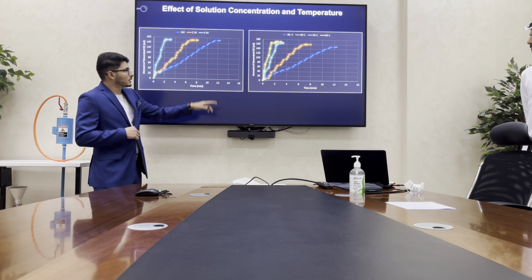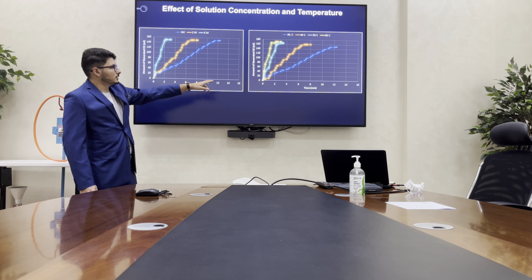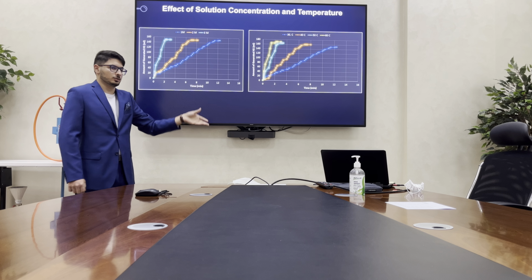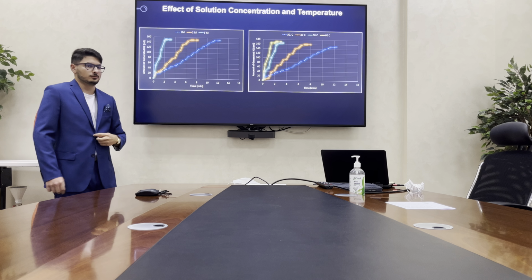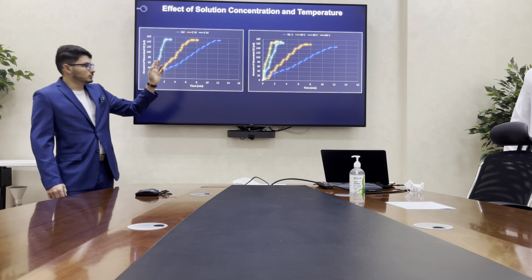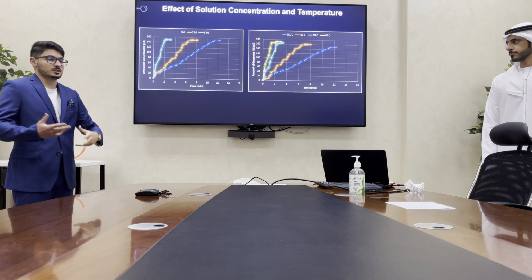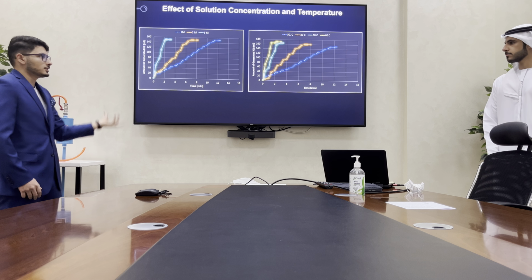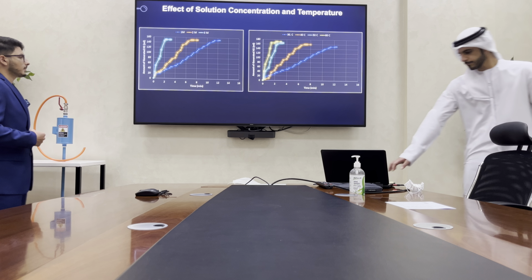Note that also the 60 degree solution took only 3 minutes to produce the 115 milliliters of volume of gas. On the other hand, comparing the base trial took around 13 minutes. So there is a substantial difference when using 30 degrees and 60 degrees.